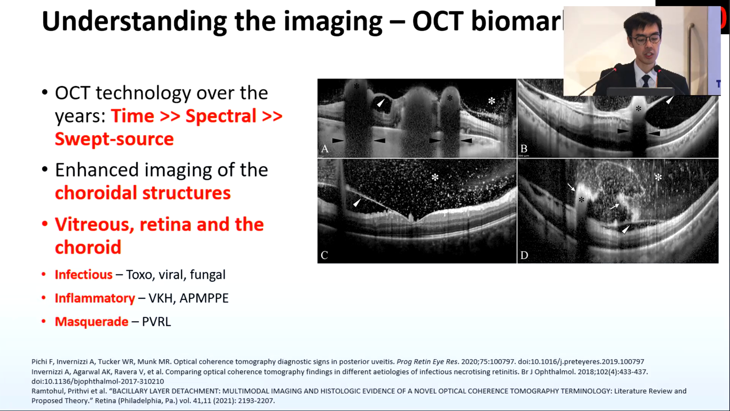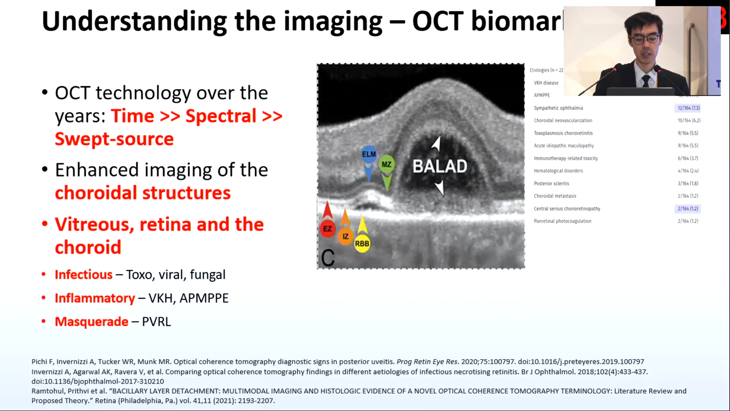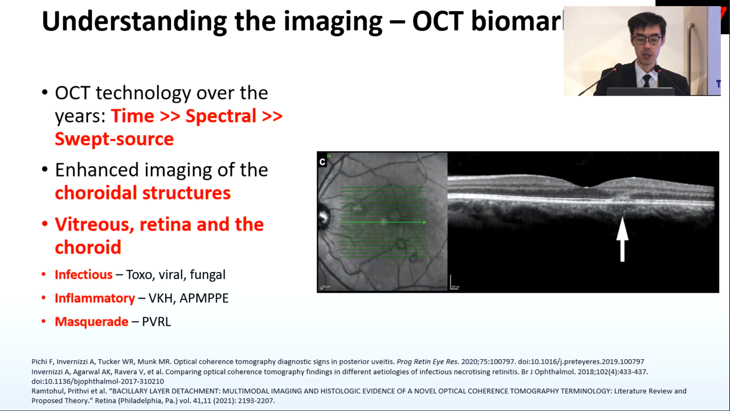And not only infectious, but also in inflammatory uveitis, the bacillary layer detachment that has been described first in toxo, but now realized to be most common in VKH, and is a good differentiating sign with CSCR. Here you see the sign described by David Sarraf's group, the AZOOR sign in MP.